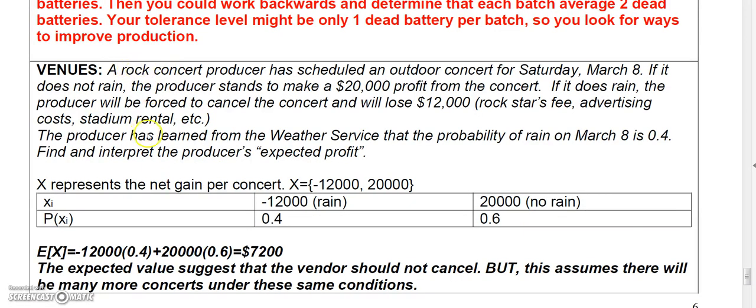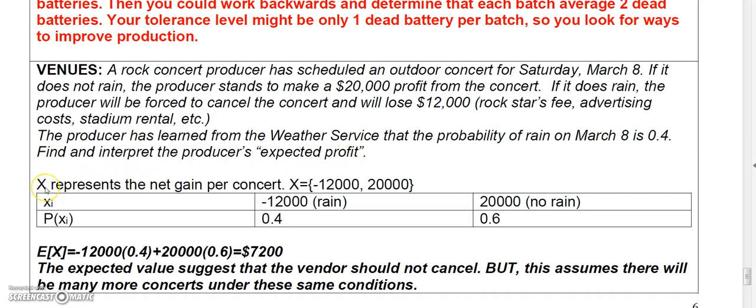I'll do one more on this video, and then I've got a couple of game examples I'll do on the next one. Here, a concert producer has scheduled an outdoor concert. If it does not rain, the producer plans to make $20,000 profit. If it does rain, the producer will be forced to cancel the concert and lose $12,000. The producer has learned from the weather service that the probability of rain on that date is 0.4. Find the producer's expected profit.